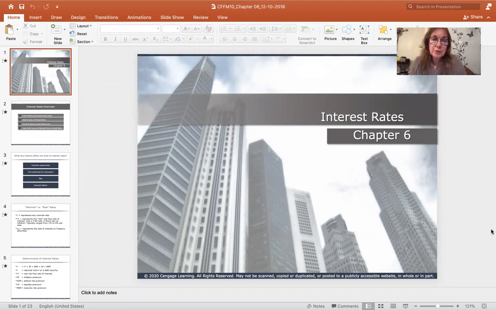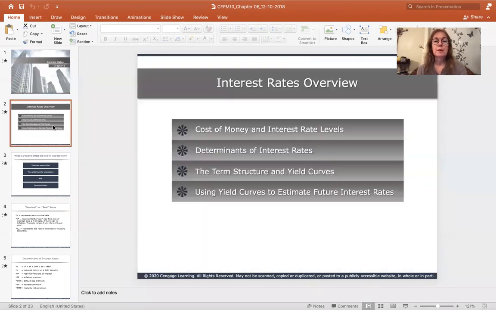Hello, this is the Chapter 6 synopsis, and in Chapter 6, we're going to talk about the determinants of interest rates. So we're going to talk about the cost of money and interest rate levels and what factors make up interest rates. And then these last two sections, the term structure of interest rates, we're not covering, and using yield curves to estimate future interest rates, we're not going to cover.